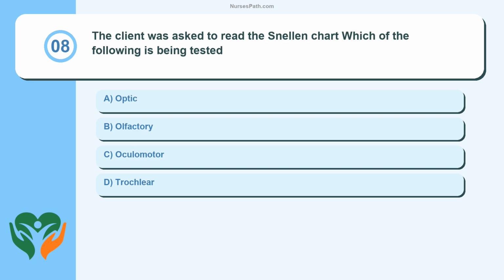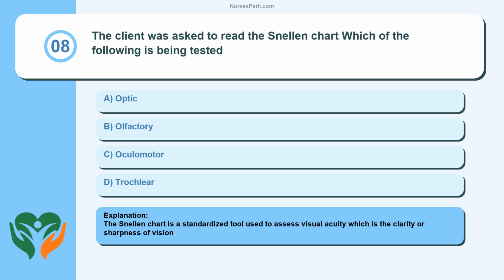Question 8. The client was asked to read the Snellen chart. Which of the following is being tested? Optic, olfactory, oculomotor, trochlear. The Snellen chart is a standardized tool used to assess visual acuity, which is the clarity or sharpness of vision.